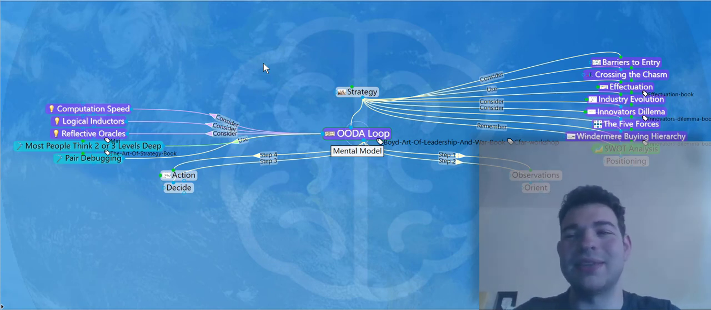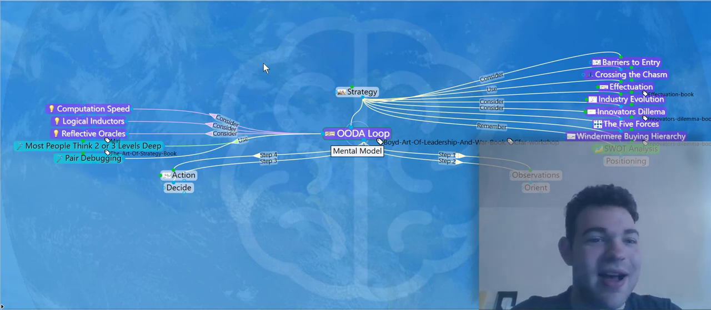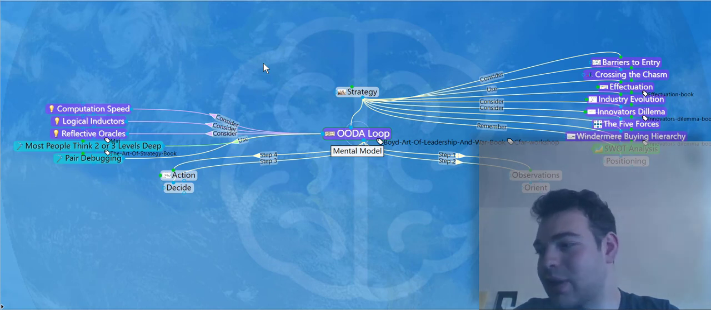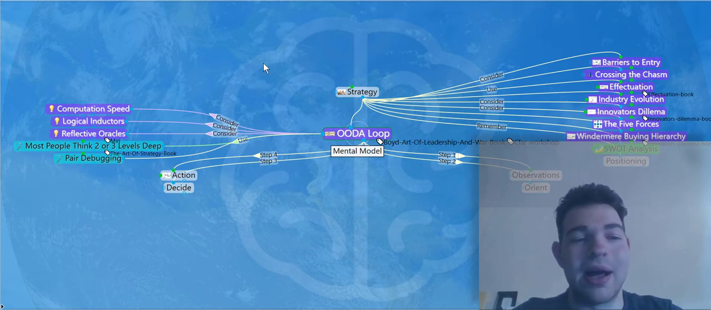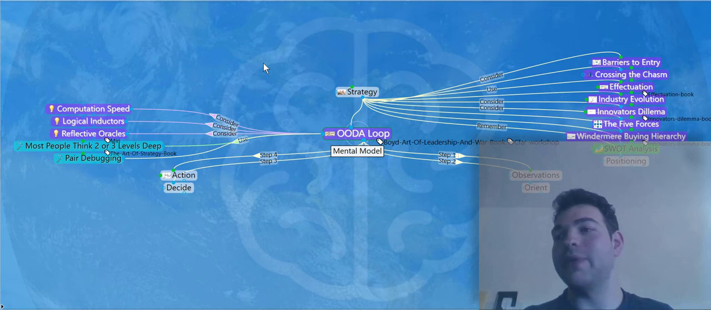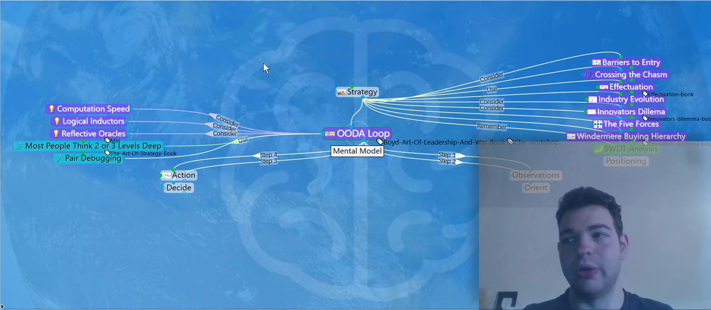So there are some really interesting tie-ins here, and I'm really curious to see if any of the reflective oracle or logical inductor work leads to practical applications for going through the OODA loop. Anyway, start using the OODA loop. Start thinking about the speed of your OODA loop compared to your competitors or who you're going against, and start thinking about how you can get inside other people's OODA loops.